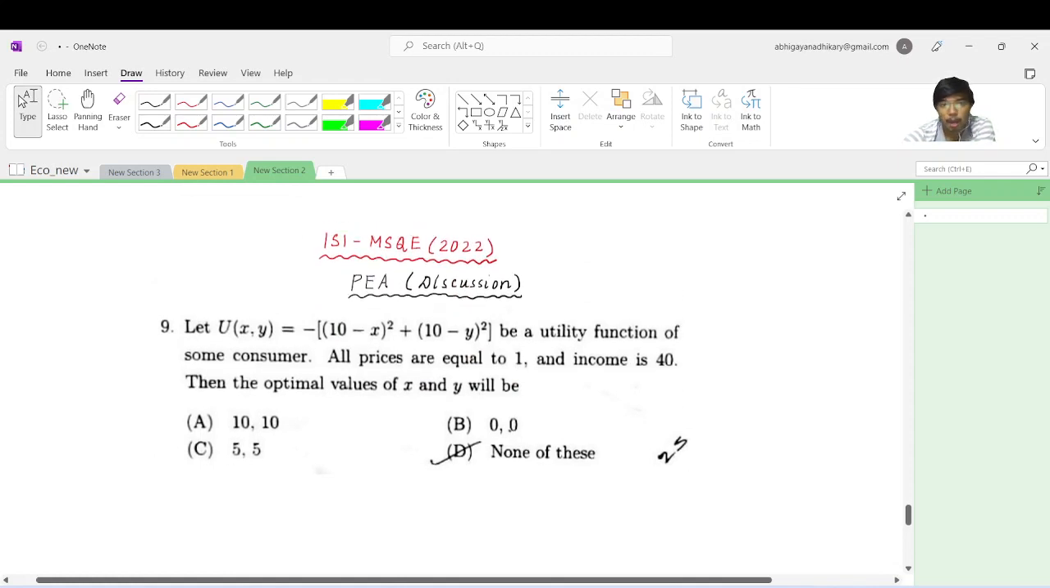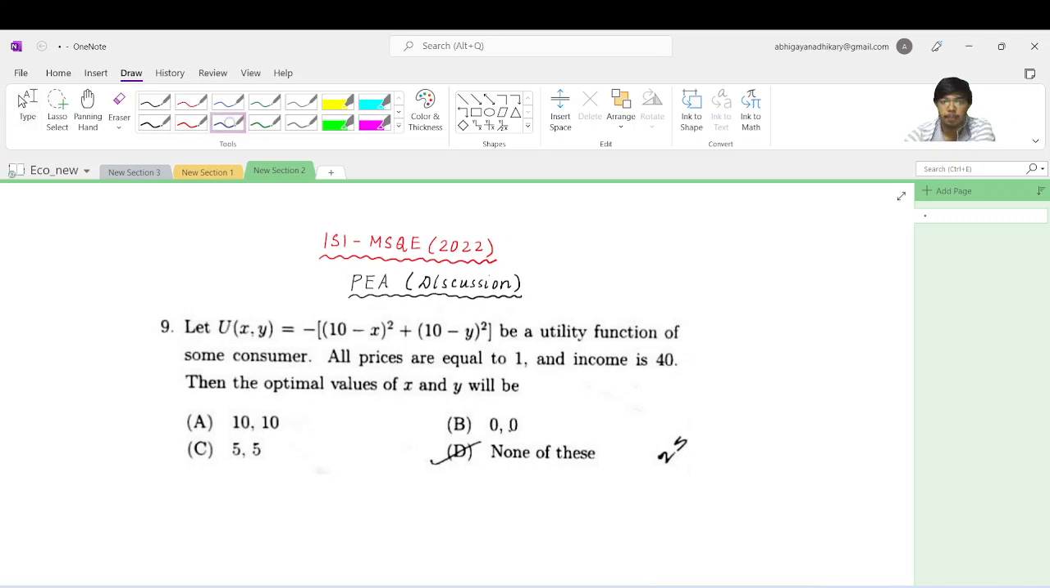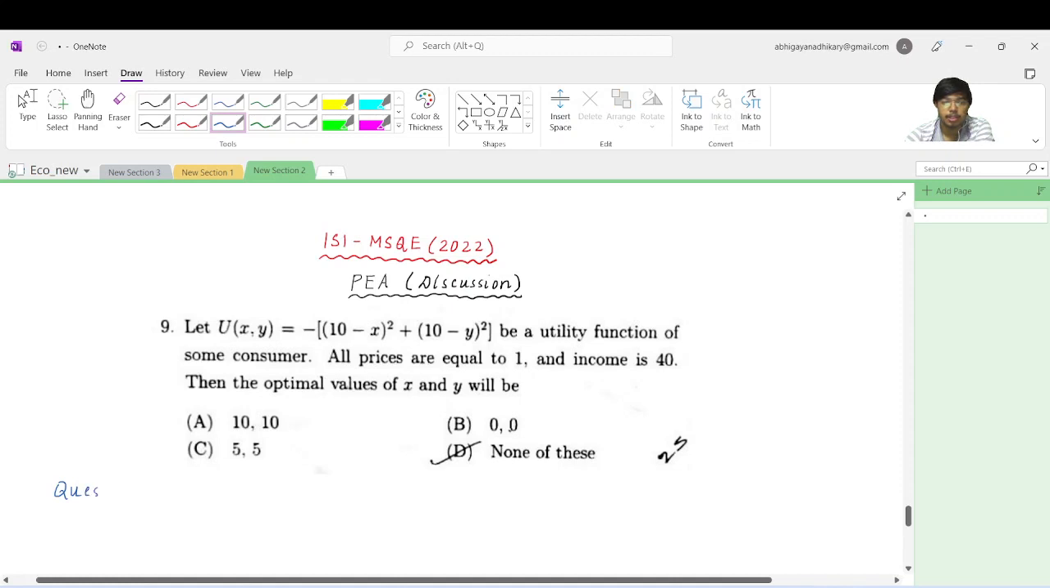Beginning with the fifth part of our discussion of the PEA paper, we proceed now with question number 9. This is a very interesting question because look at the utility function carefully. You have a minus sign attached right in front of it, and it is 10 minus x whole square plus 10 minus y whole square. This is the utility function that is given to you.